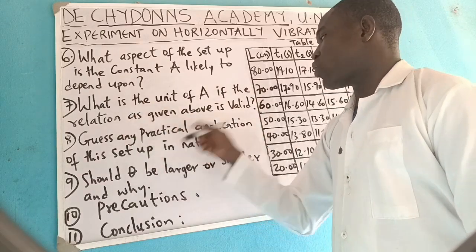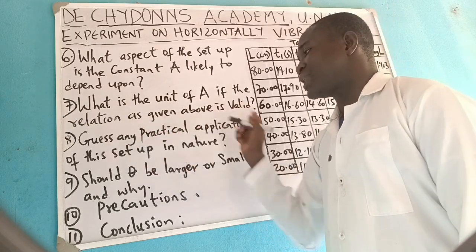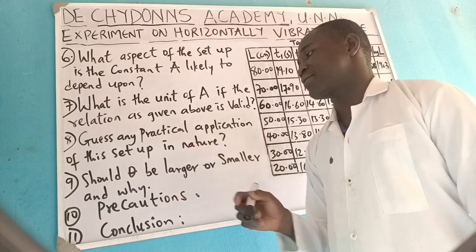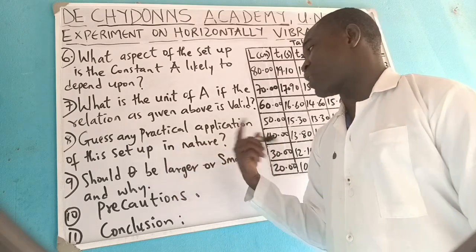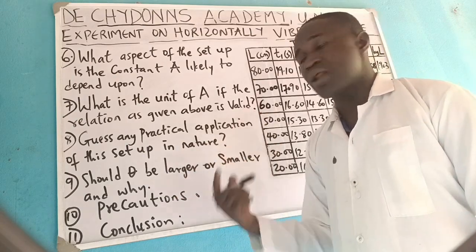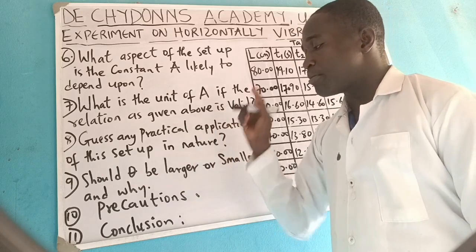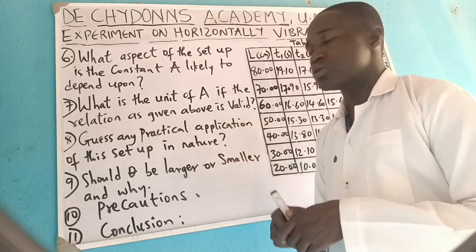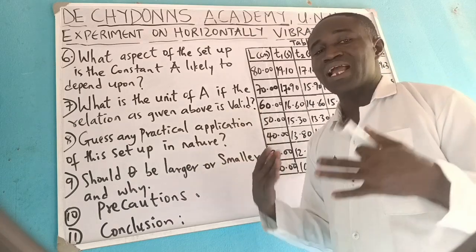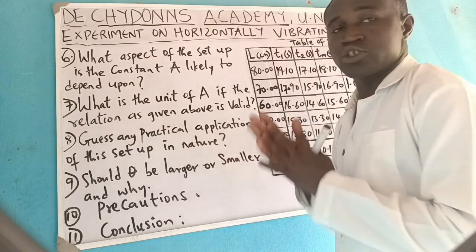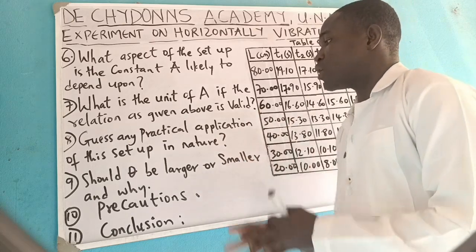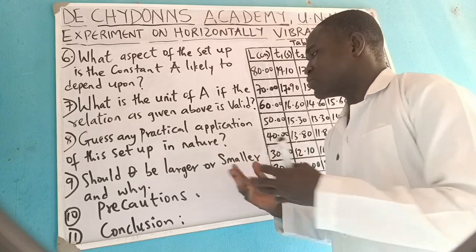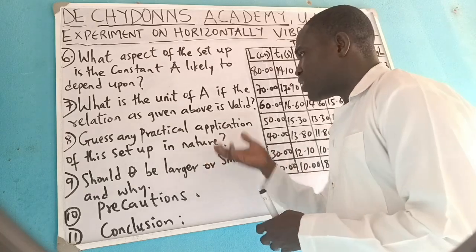Guess any practical application of this setup in nature. Should theta be larger or smaller, and why? Precautions, because I say at the end of every experiment, don't forget to bring in your precautions. Then the last one, our conclusion. In our conclusion, we will likely have to tell them if it is true that the periodic time depends on length, and if it is not true, we'll have a lot to discuss here.